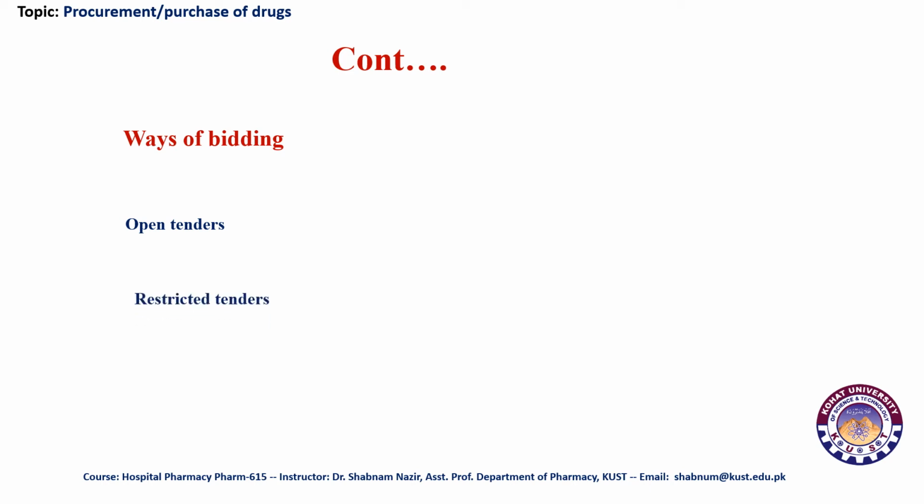Another one is restricted tenders, and as the name is itself explanatory, tenders are restricted, not open to all. There is a list of shortlisted candidates or suppliers who are called for the bidding, and then the products are bought from whoever is able to offer a better price. So restricted tendering is a procurement method that limits the request for tenders to a select number of suppliers, contractors, or service providers.